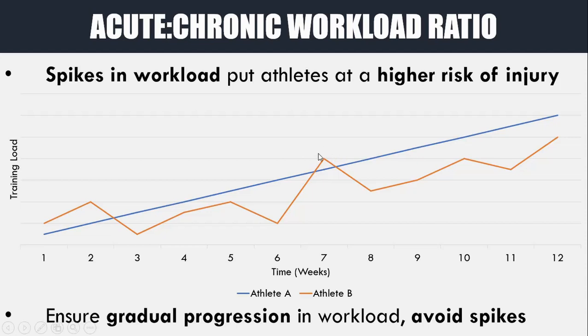So if we have a look at the training load in week 7 compared with the average training load we've done over the last 4 to 6 weeks, it is a much greater training load, and that's where we're likely to get injured as athletes. So essentially the take-home point here is that we want to ensure that we have a very gradual progression in workload, and we want to avoid any spikes in workload. And these spikes can be either peaks or also low points.